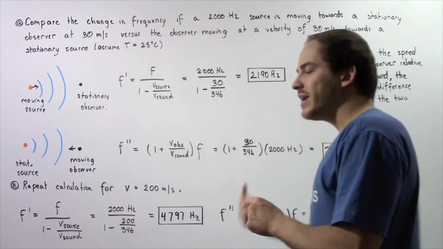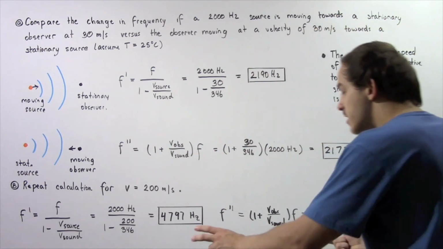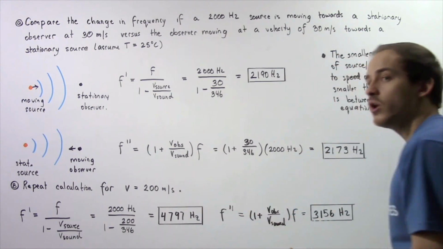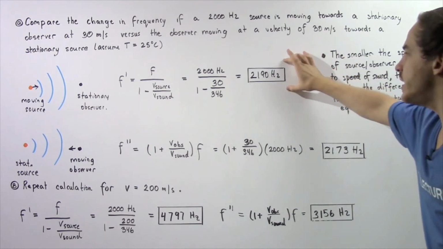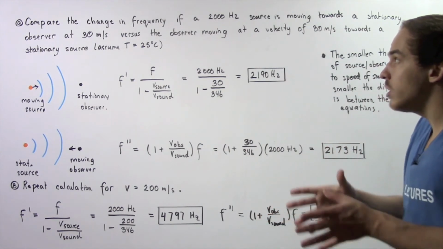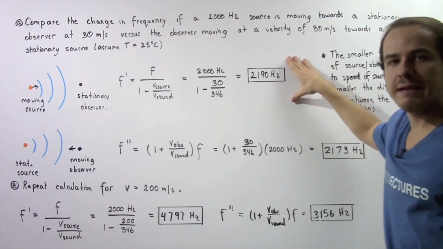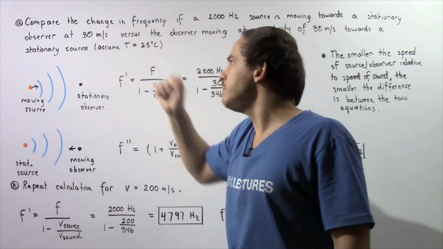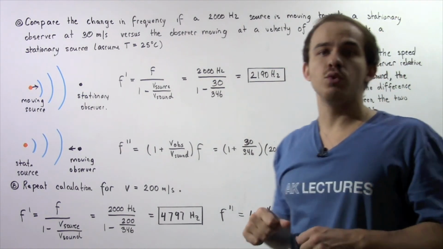So notice, if we increase the velocity of the source or the observer relative to the velocity of the sound, the difference between these two values will be greater. In fact, generally speaking, the smaller the speed of the source or the observer is relative to the speed of sound, the smaller the difference is between these two equations. In fact, if the velocity is very small compared to the speed of sound, these two formulas will give us approximately the same number. So for example, if the speed is 1 meter per second instead of 30 meters per second, these values will be approximately equal to one another.